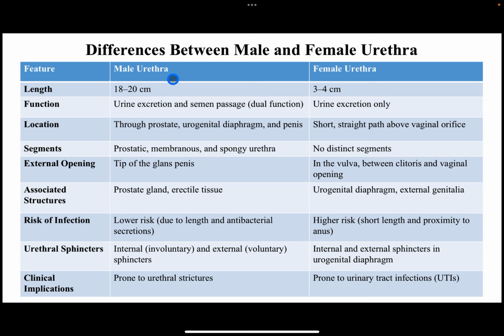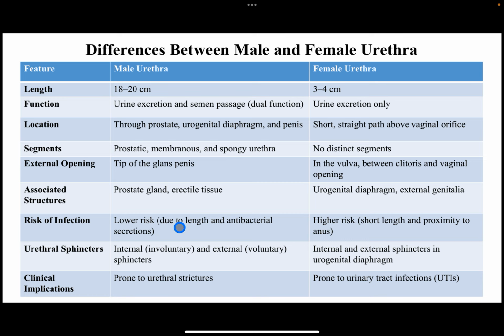Now, you remember that the male urethra has segments. It has about 3 segments: the prostatic urethra, the membranous urethra, and the spongy or penile urethra. But the female urethra does not have any distinct segments. They are not divided. Is that okay? Now, the tip of the male urethra is at the glans penis, whereas the tip of the female urethra is in the vulva between the clitoris and the vaginal opening. The male urethra is also associated with structures like the prostate gland and the erectile tissues, that's the corpus spongiosum and all that. But the female urethra is just associated with the urogenital diaphragm and the external genitalia.